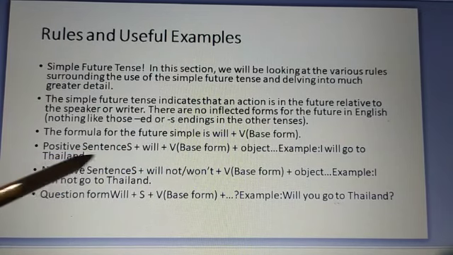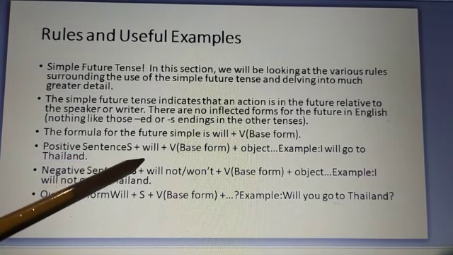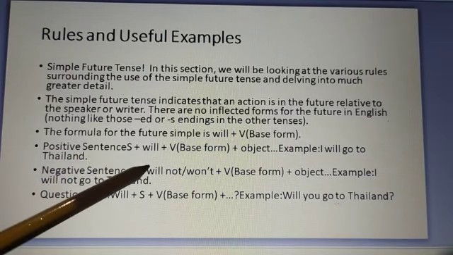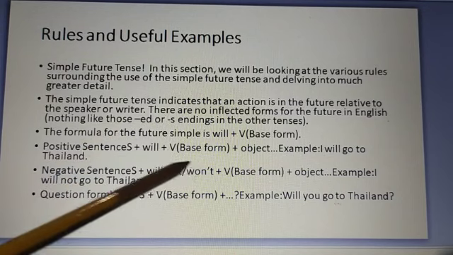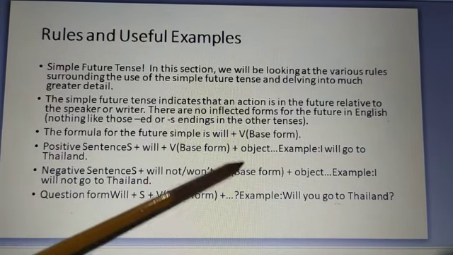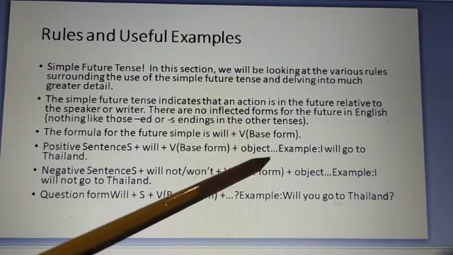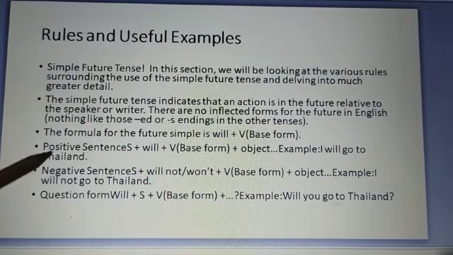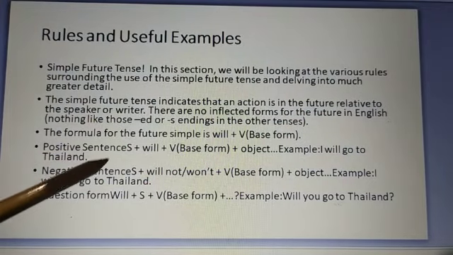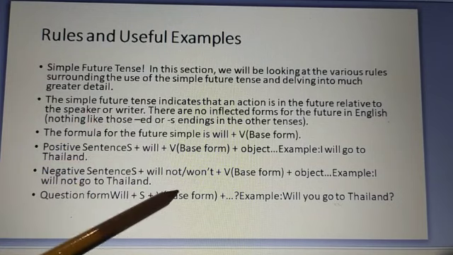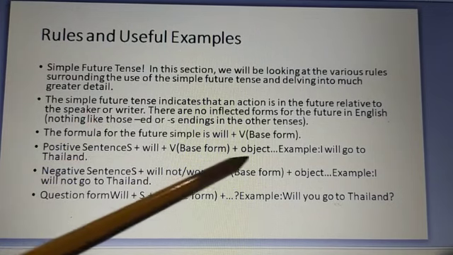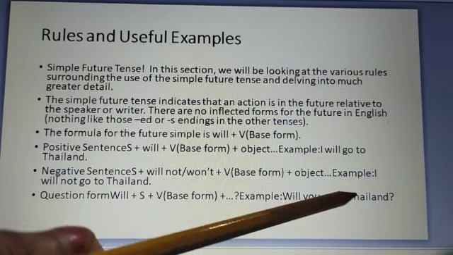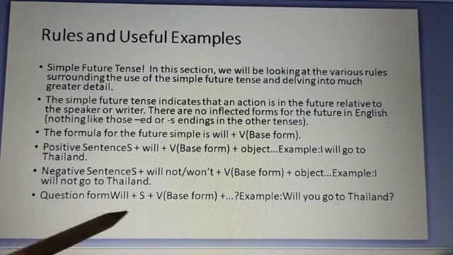Okay. In positive sentences we will see subject plus will plus verb base form, then object. Example: I will go to Thailand. Negative sentence: subject plus will not or won't plus base form of the verb plus object. Example: I will not go to Thailand.